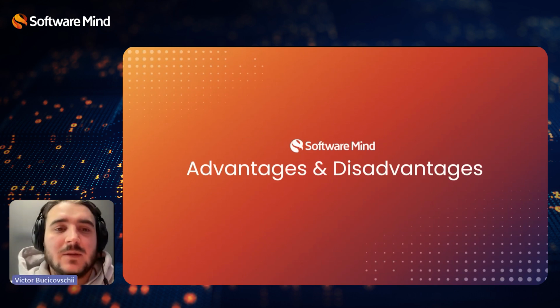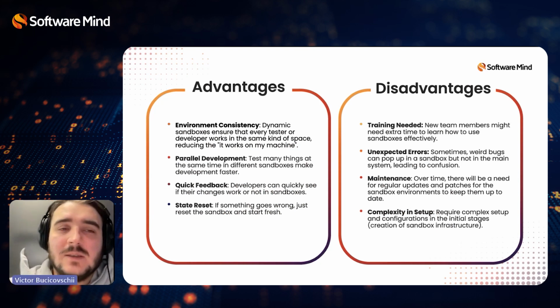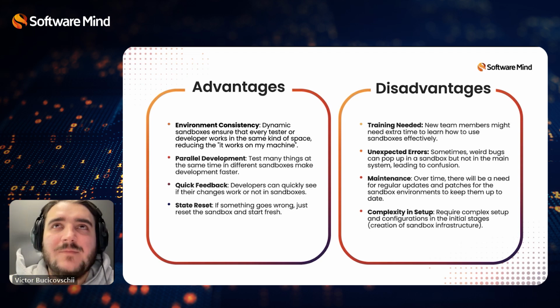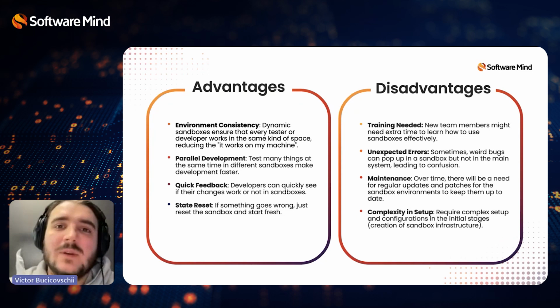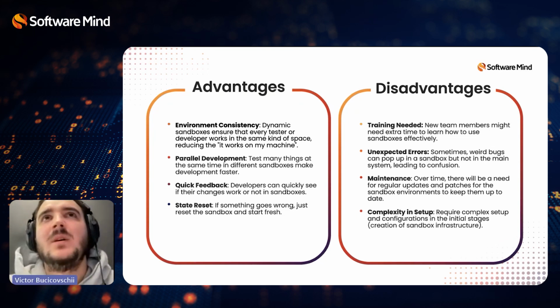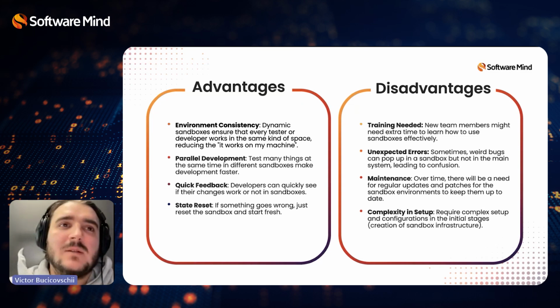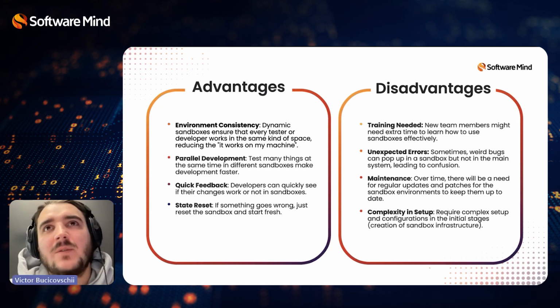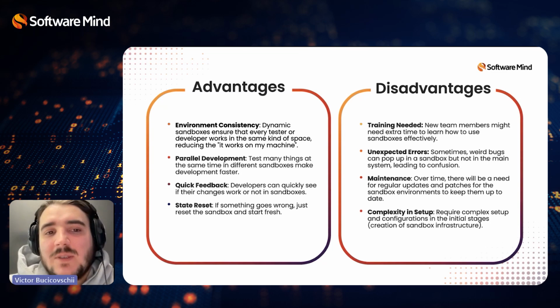Advantages and disadvantages. Advantages are environment consistency. This means that every tester or developer works in, let's say, the same environment, but in different spaces. And as I said before, it's a mirror of production. It's almost the same, and the developer cannot say in this case that it works on my machine, but after push, it doesn't work on the dev environment or test environment.